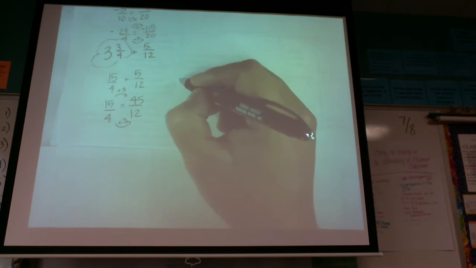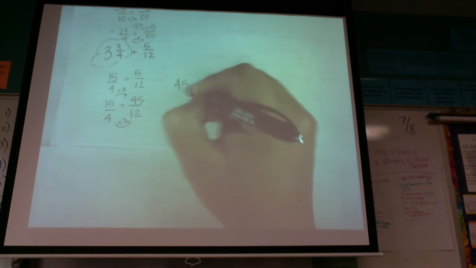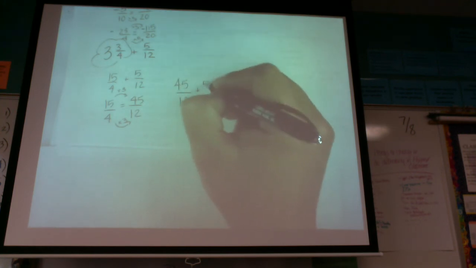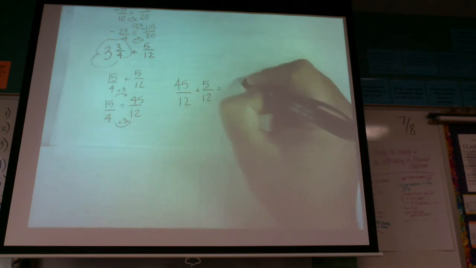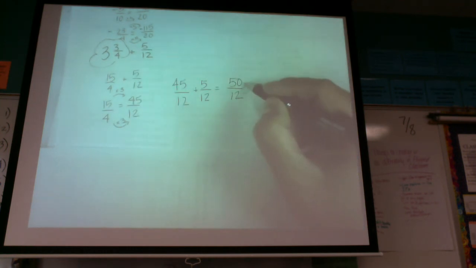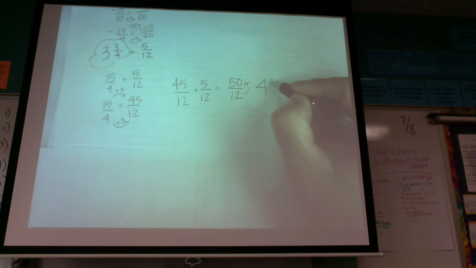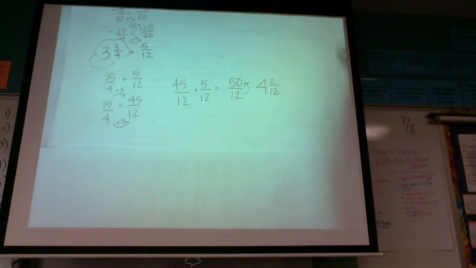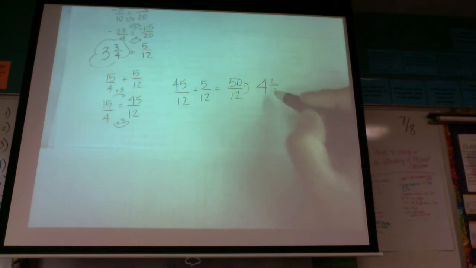So now I'm going to take 45/12 plus 5/12, which is going to be 50/12. How many whole times can 12 go into 50 without going over? 4. 12 times 4 is 48. I have 2 left over 12, but not done yet, because that can be simplified. I can divide 2 and 12 by 2, so that's going to simplify to 4 1/6.